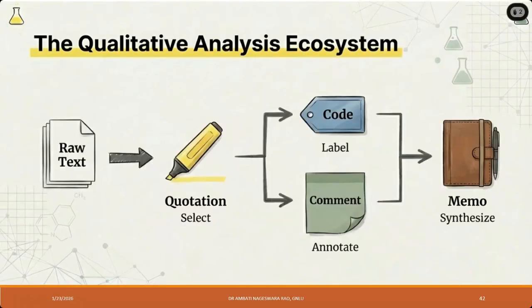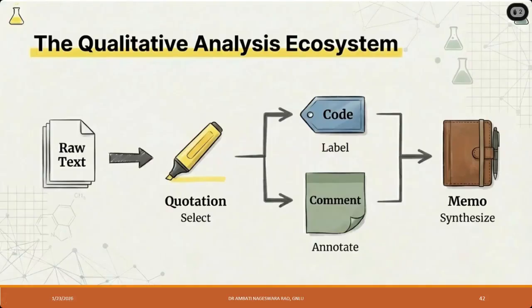So overall, if you understand how these 4 themes are there, we have raw data. First thing, we'll read the entire interview transcript. We'll start familiarizing with it. While familiarizing or reading your interview transcript again, you will highlight certain important segments, like I want to use this segment as a direct quotation, a direct response from the respondent. That is called quotation.